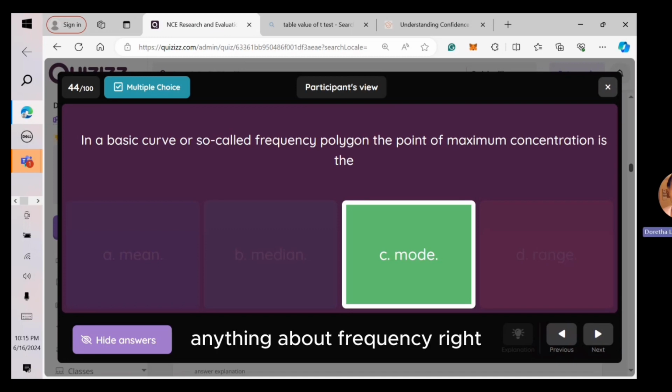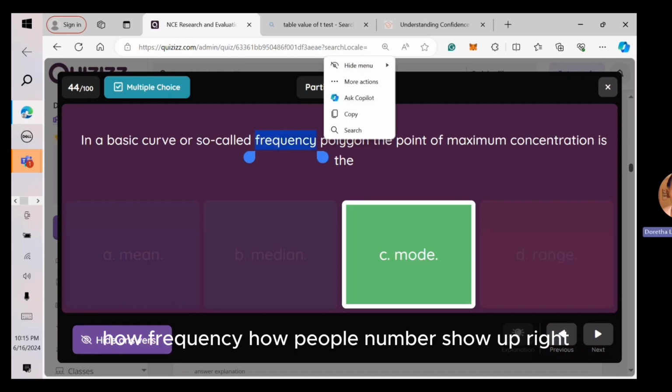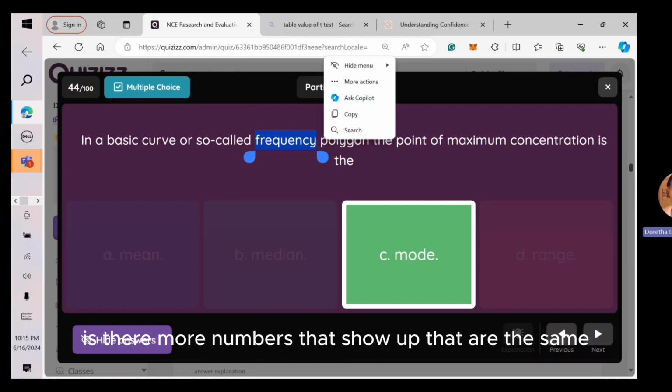And you think about frequency, right? How do the numbers show up, right? Are there more numbers that show up that are the same?